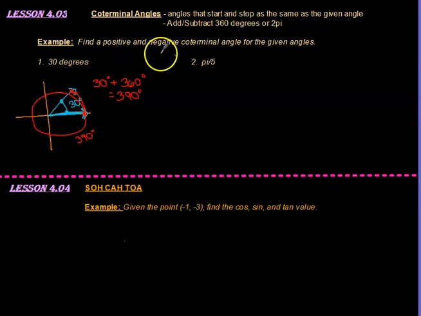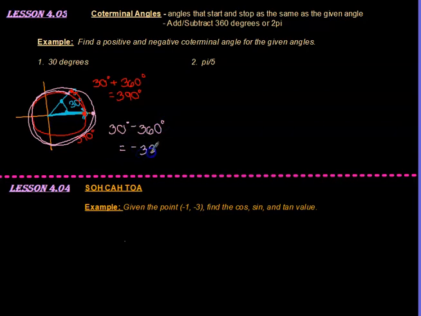So they're asking for a negative coterminal as well. That just means instead of going counterclockwise, I'm going to go clockwise. So from here, I would still start at 0, but I would go around the circle this way. I know, not the best drawing, before stopping at the same place as I started. To do that algebraically, I would just take 30 degrees minus 360 degrees, and that would be negative 330 degrees. So that would be my positive and negative coterminal angle.